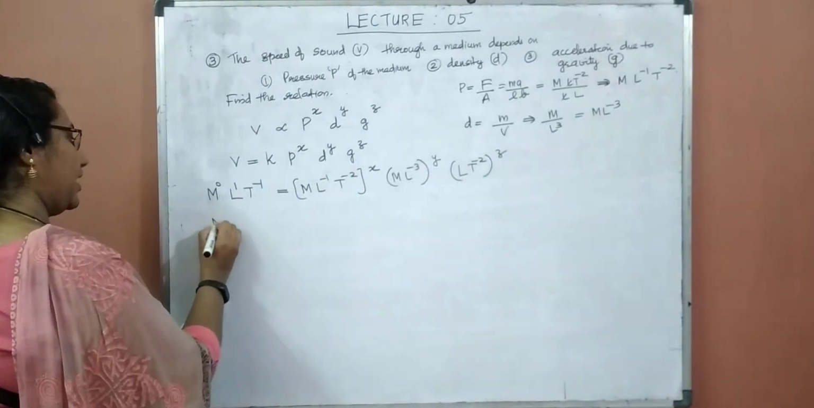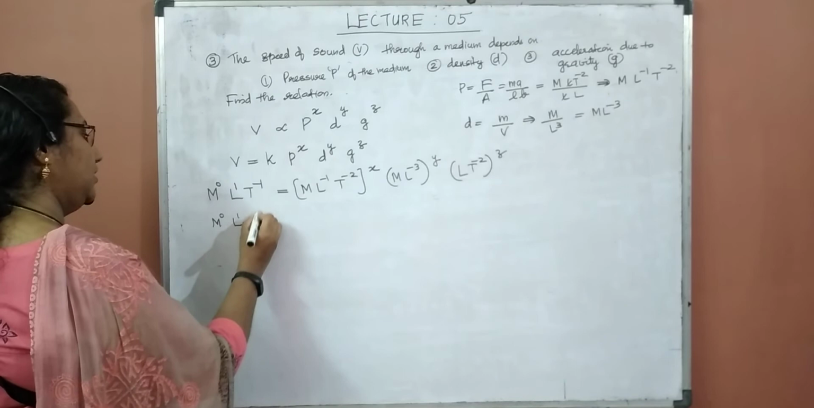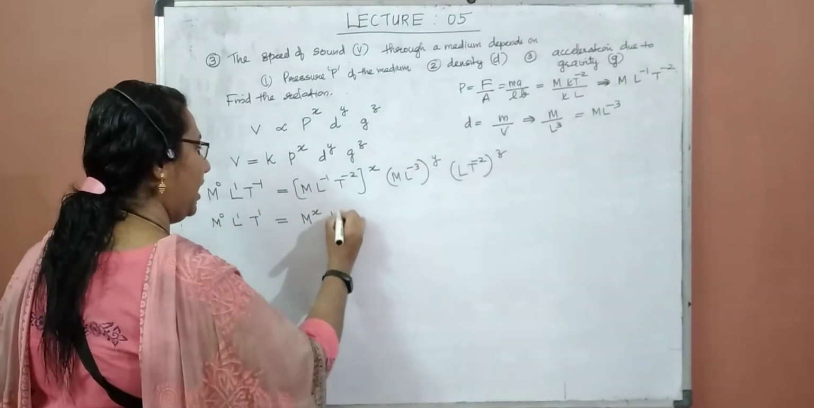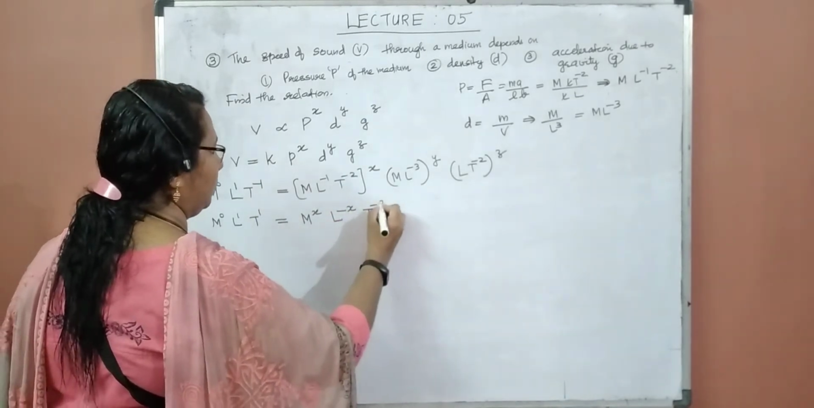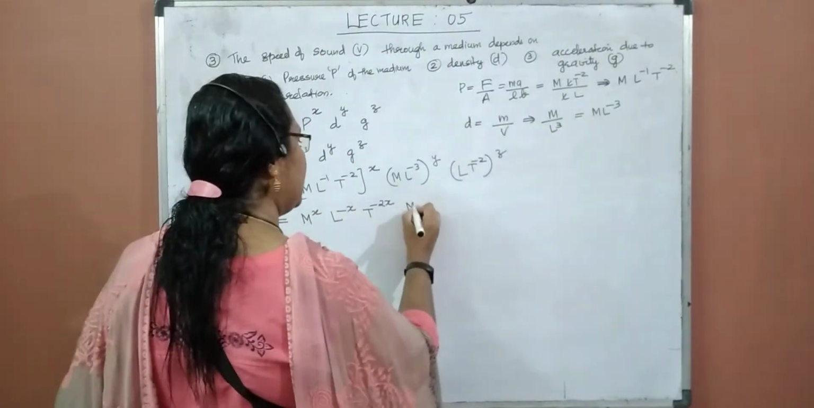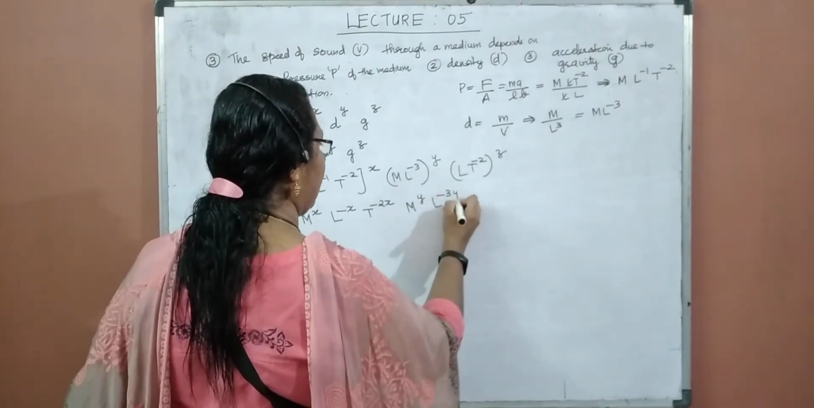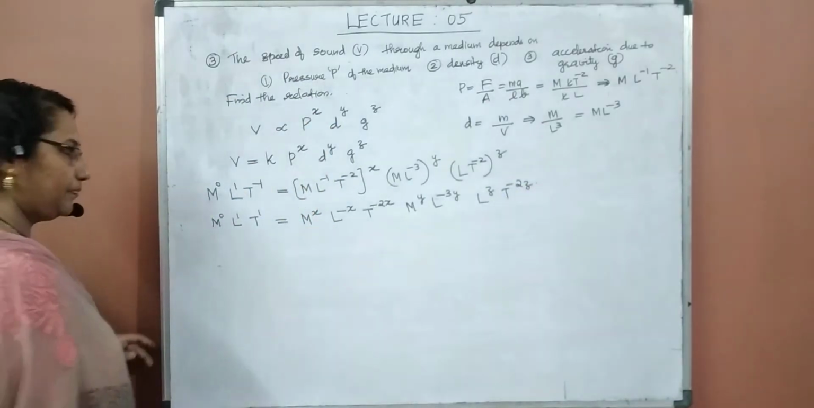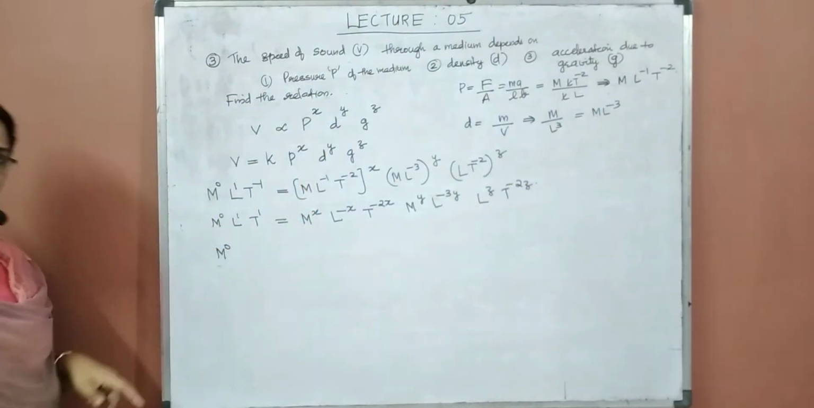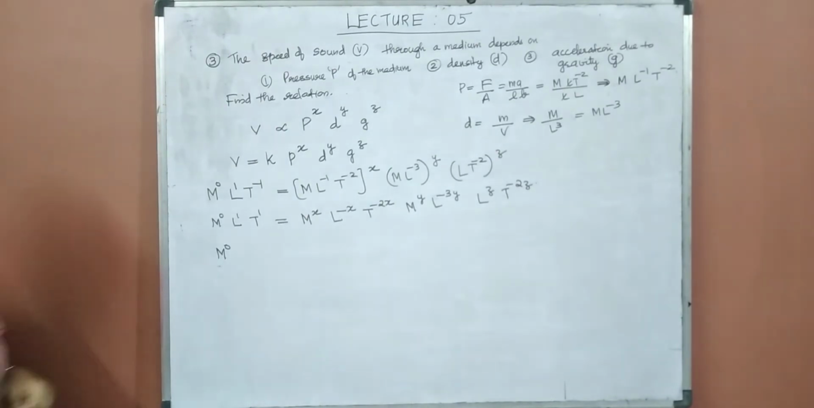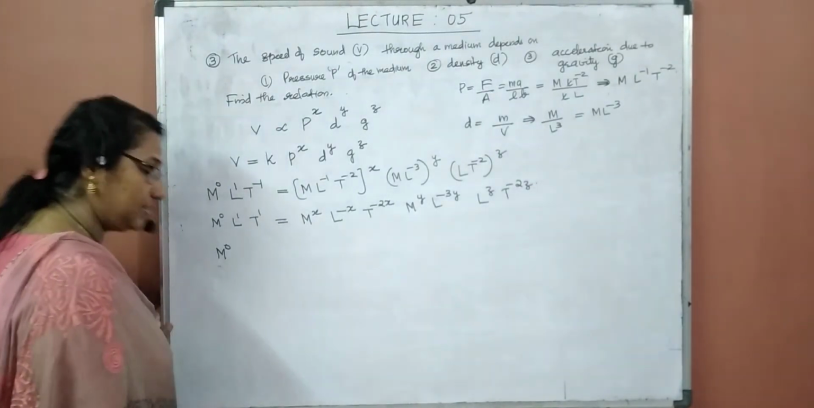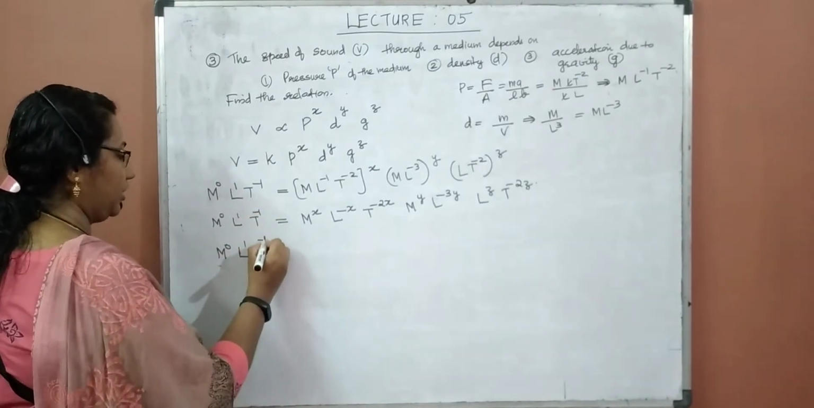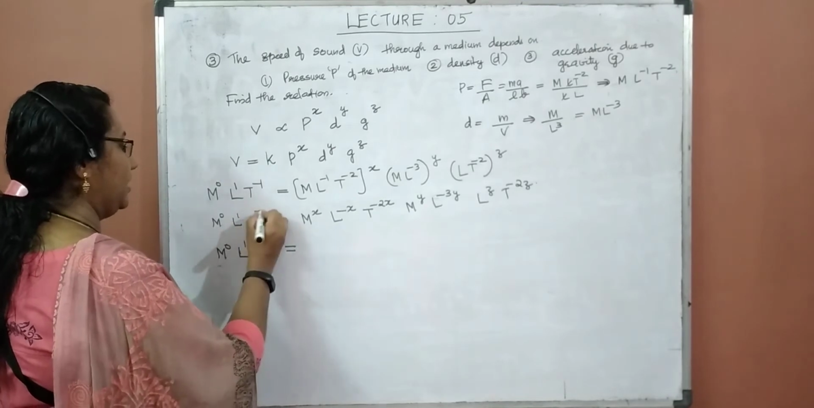Once more writing, M^0 L^1 T^-1 is equal to, expanding, M raised to x, L raised to minus x, T raised to minus 2x, M raised to y, L raised to minus 3y, L raised to z, T raised to minus 2z. Okay. Once more, did you understand? Write this. Is it clear?